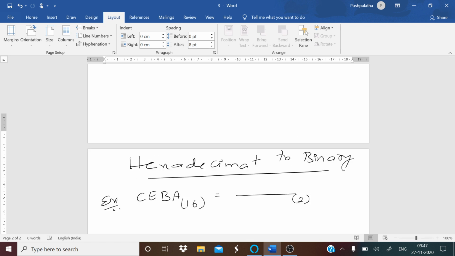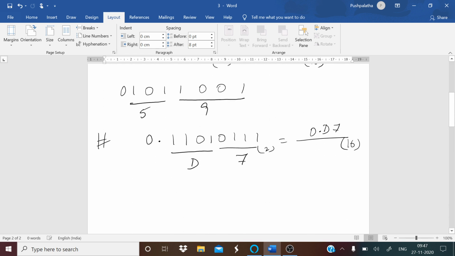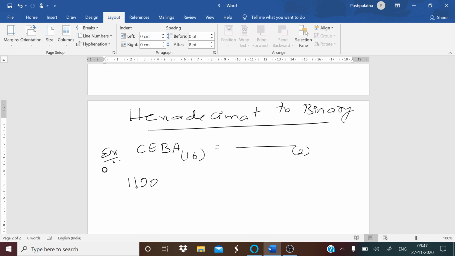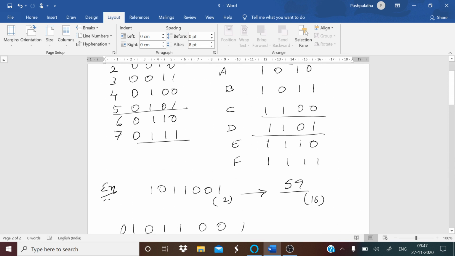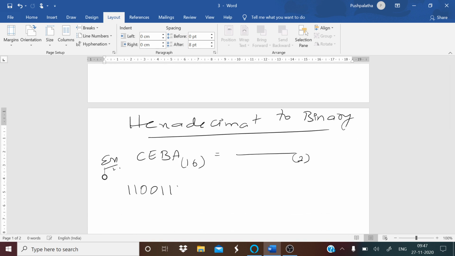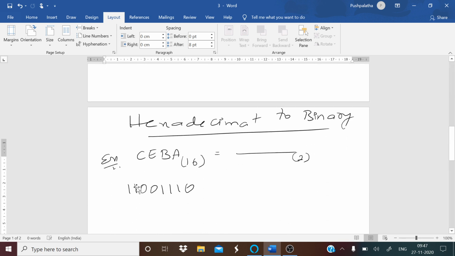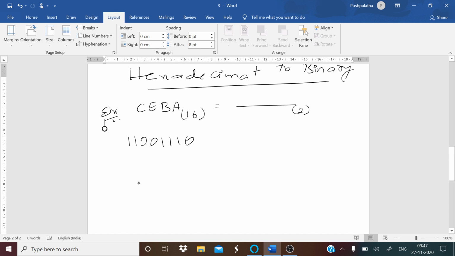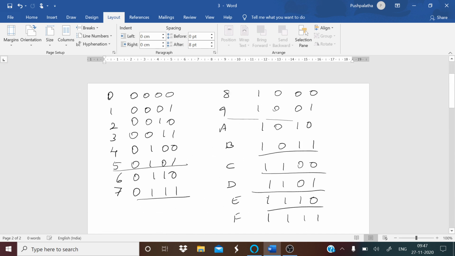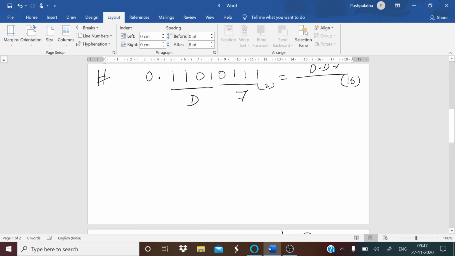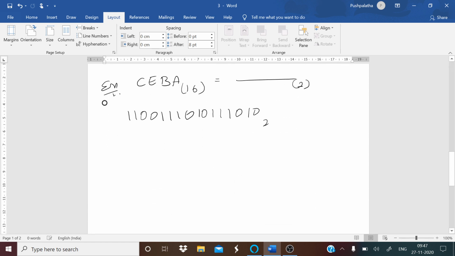Now it's very simple. What is C represented as? C is represented as 1100. So write that 1100. What is E represented as? Go for the table, 1110. So 1110. What is your B? B is represented as 1011. So 1011. What is your A? A is represented as 1010. So 1010. This is here to the base 2. Understood? So this is how you are going to convert the number from one number system to another number system.